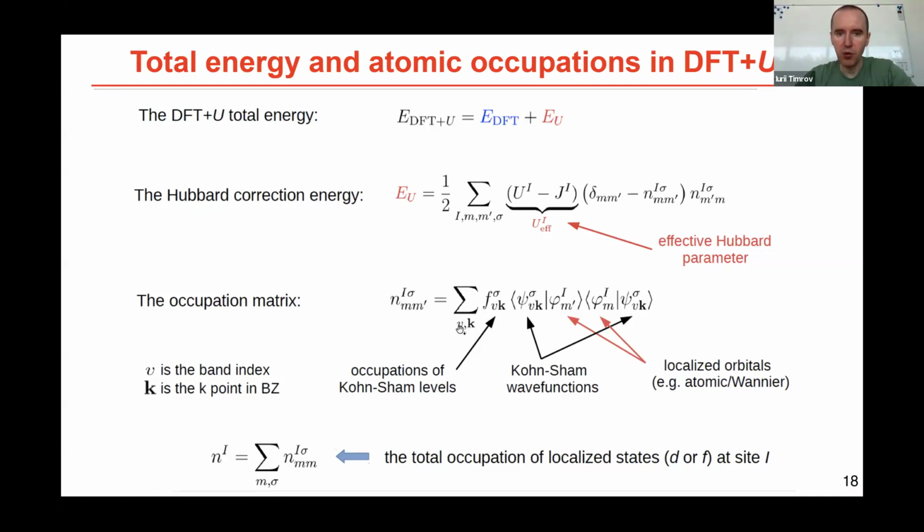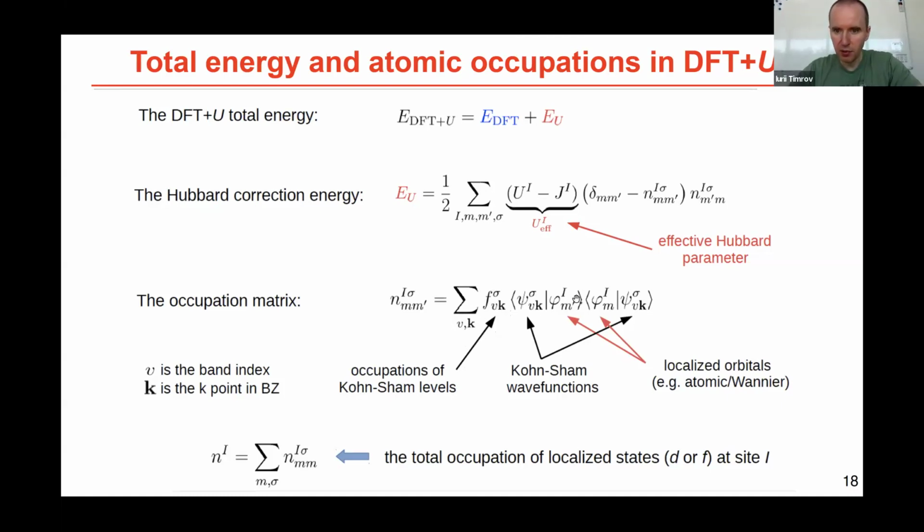It is defined as a sum over band indices V and k points that you know already. Then f, sigma, Vk are the occupations of quantum levels, such as Fermi-Dirac, Methfessel-Paxton, or Marzari-Vanderbilt. If you had lectures on metals in DFT, you should have heard about these names. Basically it can be 0 or 1. If it's 0, it's empty. If it's 1, it's occupied. So basically, how much these quantum states are populated.